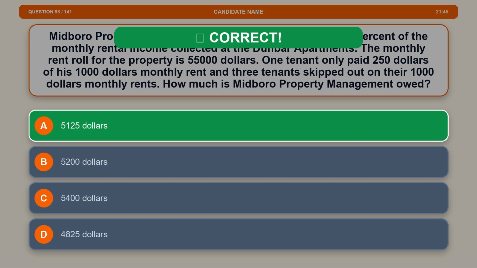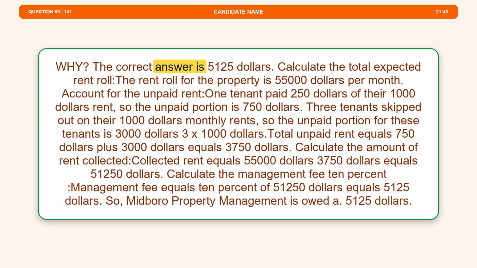The correct answer is option A, $5,125. Calculate the total expected rent roll. The rent roll for the property is $55,000 per month. Account for the unpaid rent. One tenant paid $250 of their $1,000 rent, so the unpaid portion is $750. 3 tenants skipped out on their $1,000 monthly rents, so the unpaid portion for these tenants is $3,000, 3 x $1,000. Total unpaid rent equals $750 plus $3,000 equals $3,750.